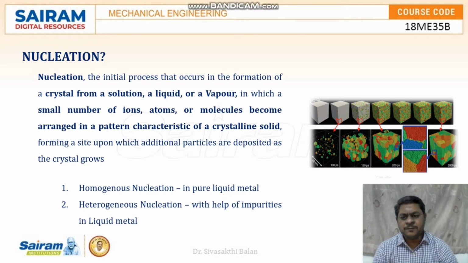It has two types of nucleation: heterogeneous and homogeneous nucleation. If nucleation takes place in a pure liquid metal, then it is called homogeneous nucleation. If it happens when impurities mix with the liquid metal, then it is called heterogeneous nucleation.